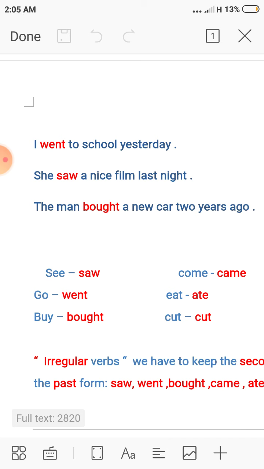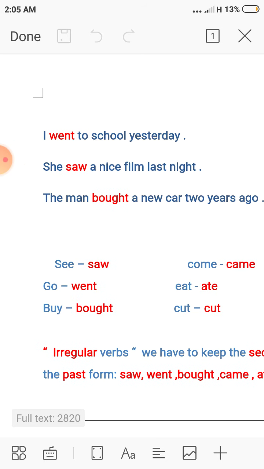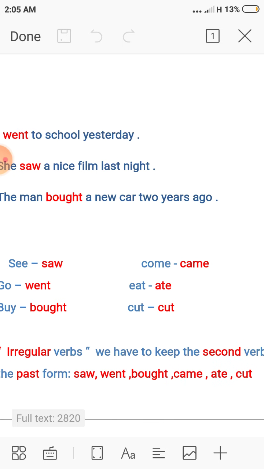For irregular verbs in the past simple tense, we have to keep the second verb, the past form of the verb, like see became saw, go became went, buy became bought, come came, eat ate, cut cut. So for irregular verbs, we have to keep the second verb, the past form, like saw, went, bought, came, ate, cut.